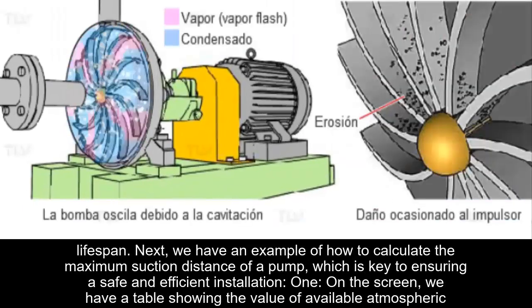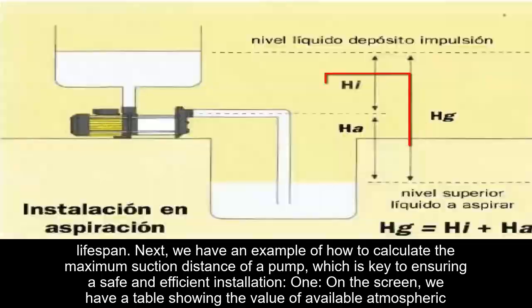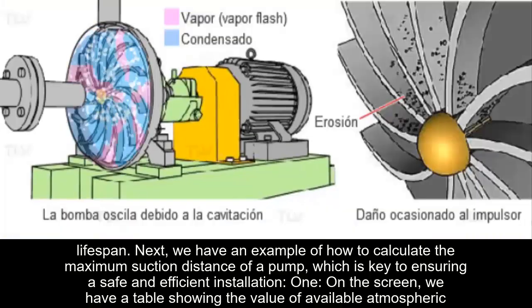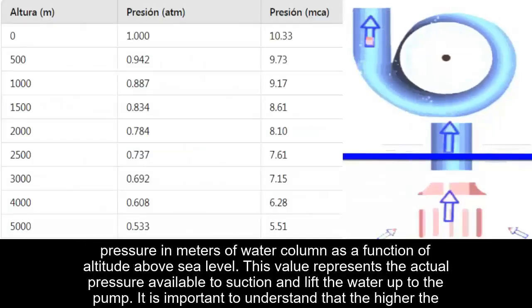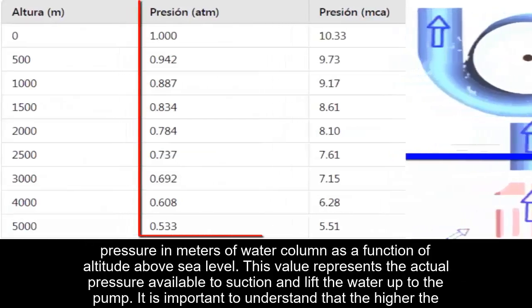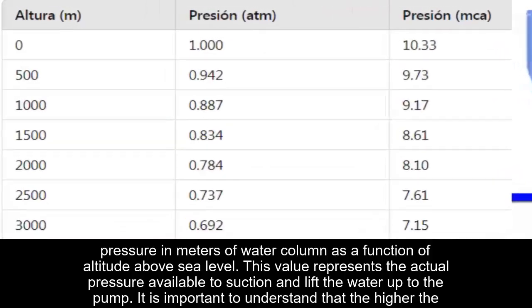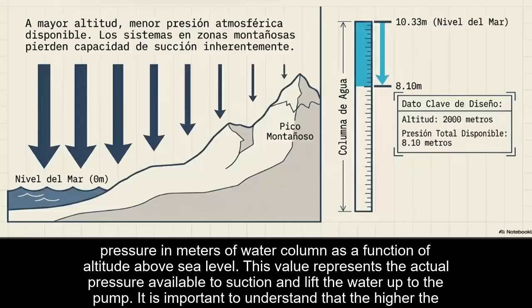Next, we have an example of how to calculate the maximum suction distance of a pump, which is key to ensuring a safe and efficient installation. 1. On the screen, we have a table showing the value of available atmospheric pressure in meters of water column as a function of altitude above sea level. This value represents the actual pressure available to suction and lift the water up to the pump.